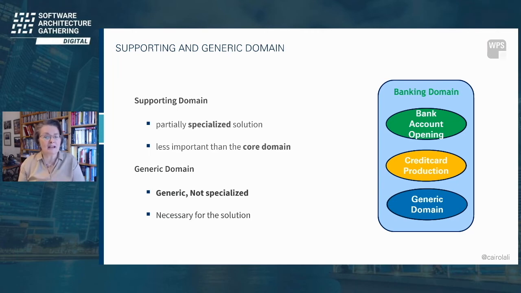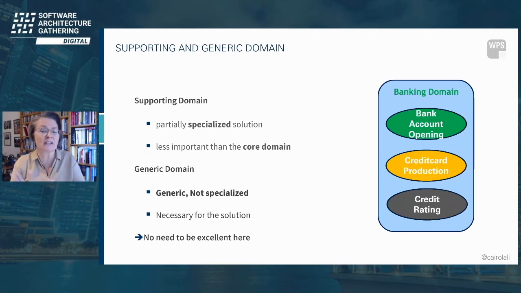In our banking example, the creditworthiness is checked via an external service provider, and this part of the domain is a generic domain. We don't have to be excellent there. We don't have to differentiate ourselves from our competitors. This is something that we just need for our bank, and we're going to integrate it. A separate development with its own database and all that does not make any sense for us.